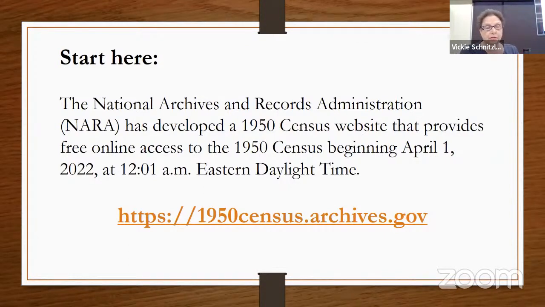The address or the link to get to the National Archives 1950 census is on the screen. It is also on your handout, one of the top things there, so you don't have to be writing lots of things down tonight unless you want to. So this is the address. It was released at 12:01 on April 1st, so this is still fairly new, and I'm sure they're still working a few bugs out of it. Let's go on to the next slide.